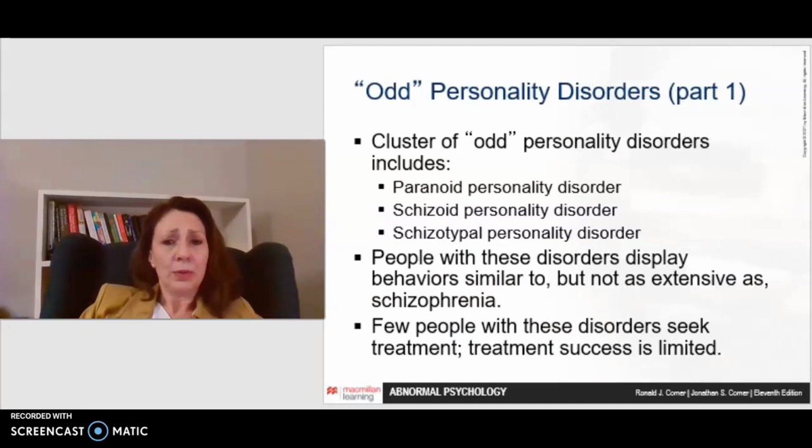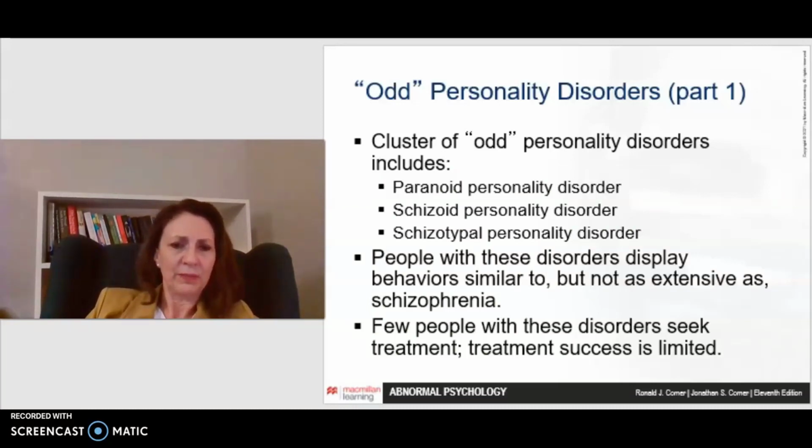The first odd personality disorder cluster consists of paranoid, schizoid, or schizotypal disorders. People with these disorders display behaviors similar to, but not as extensive as, schizophrenia. Few people with these disorders seek treatment, and so treatment success is limited.